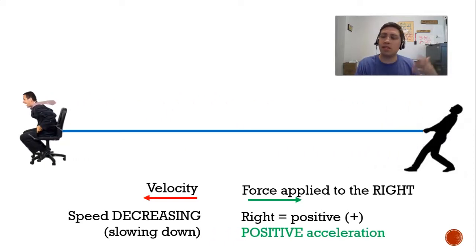So if you think about any object that's slowing down or speeding up, if there's a rope or a bungee cord attached to that object to slow them down, the direction that the rope or bungee cord is pulling is the direction of acceleration.